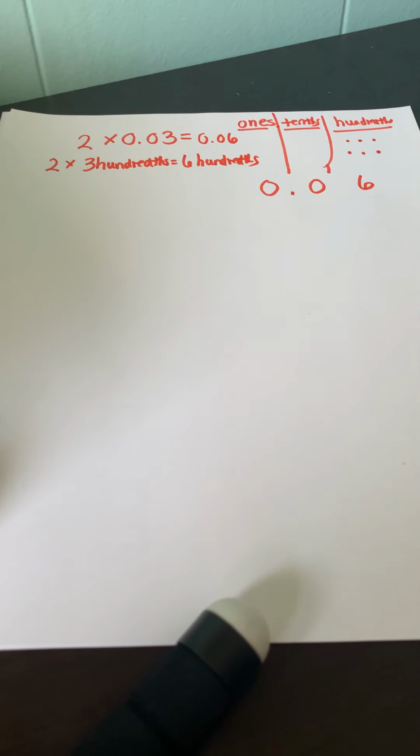So if you're thinking, wow, all this work we've been doing about going back and forth between standard and unit form really makes sense right now, all the work we've been doing with our place value chart totally makes sense right now, I would agree with you.